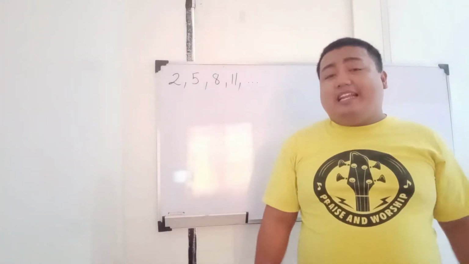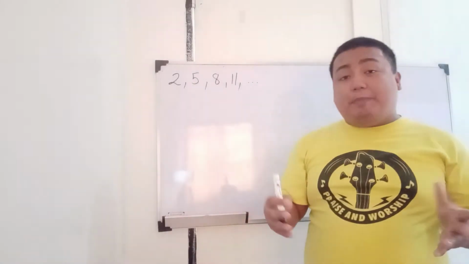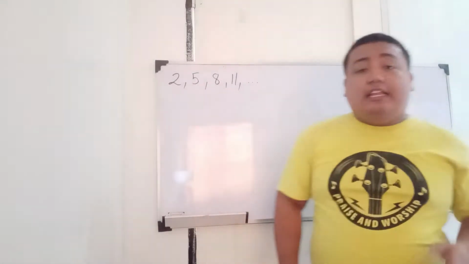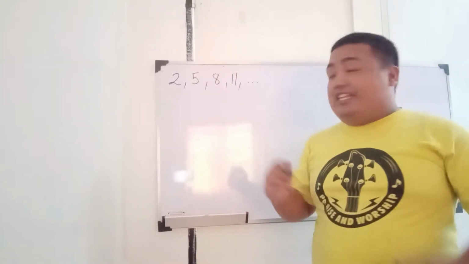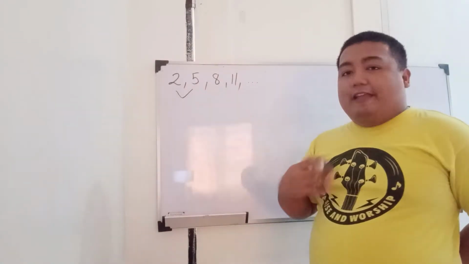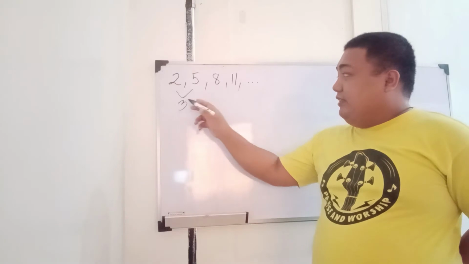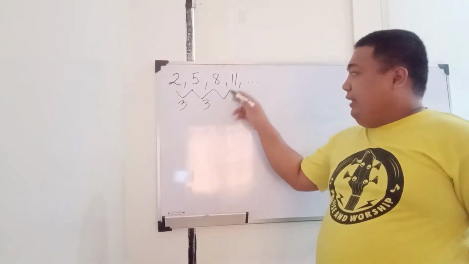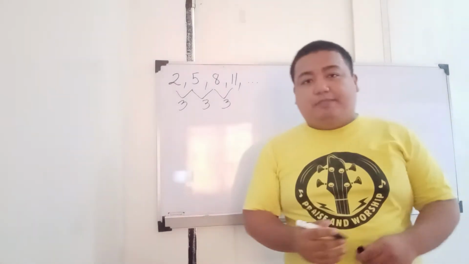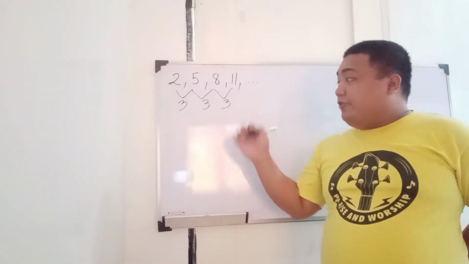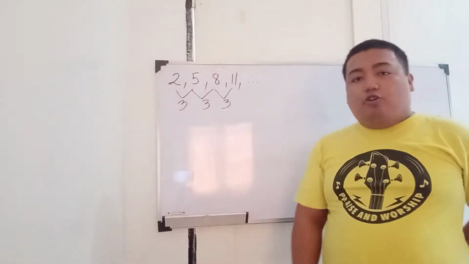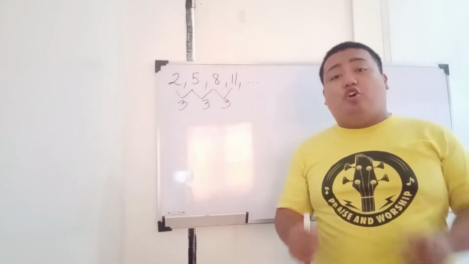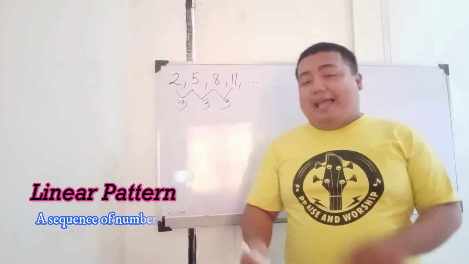So, I have here an example of a pattern, or number pattern: 2, 5, 8, and 11. Now, let's see how it is generated. 2 going to 5, that is 3 steps. 5 going to 8, 3 steps. 8 going to 11, 3 steps. So, in the first row, we can already see that they are common. If it's common right away in the first row, that is an example of a linear pattern.